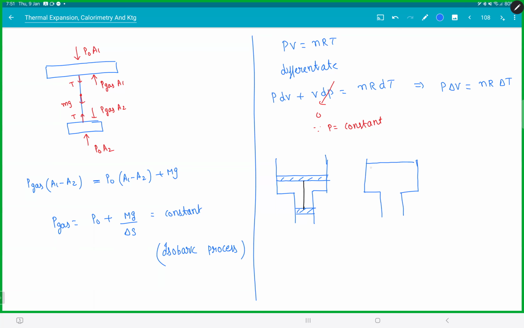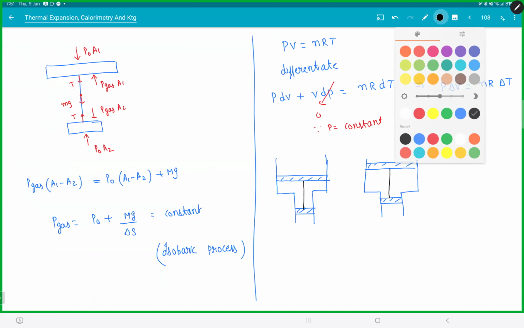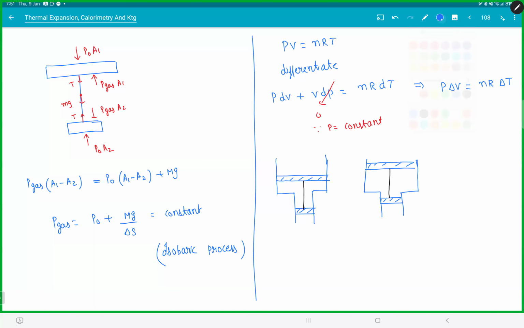Now what happened? The piston went up. By how much? It went up by 5 centimeter. So let's call it some L. Meaning, see, from this position, it went up by L. So how much volume did it increase? So this is the volume of increase. How much it increased? A1 into L. This is the decrease. How much it decreased? A2 into L.